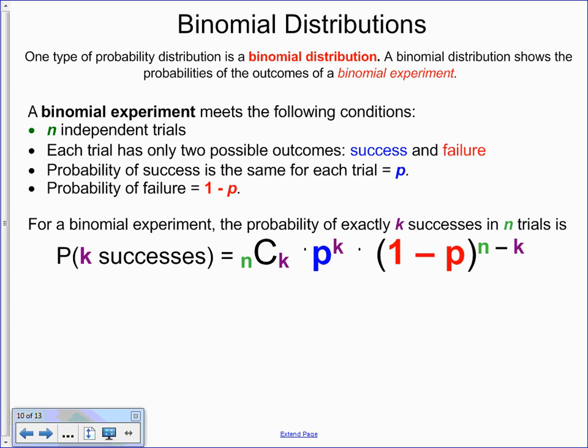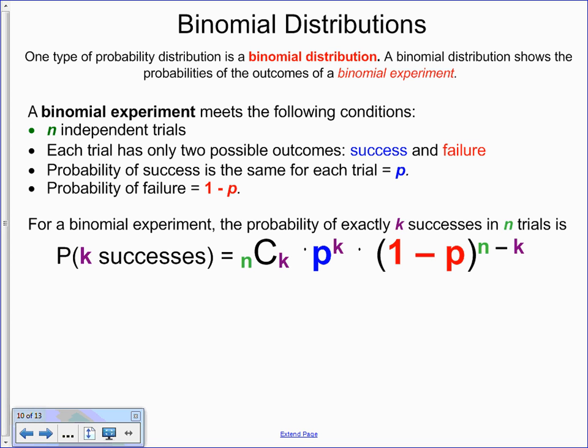So that's the big thing about binomial experiments. There are only 2 things that can happen. You can have a success, you can have a failure. Other things you need to know in order to be a binomial experiment: it has to be independent trials. That means that what happens in one trial will not affect or change the probability of what happens in the second trial. We need the same probability for success all the way through.